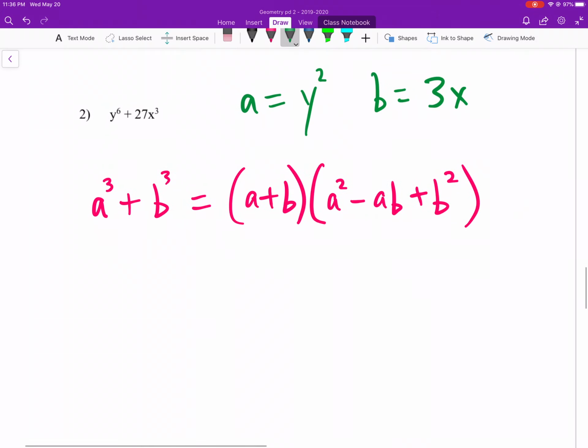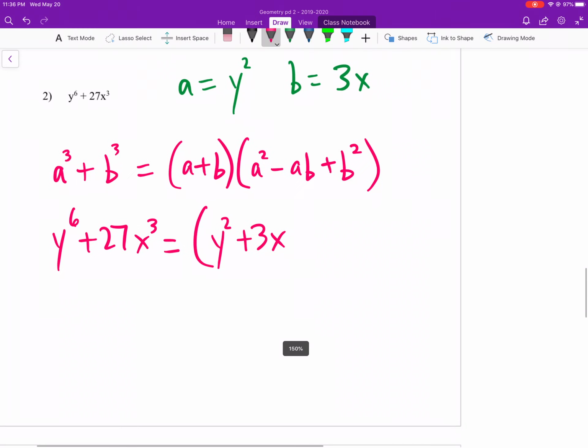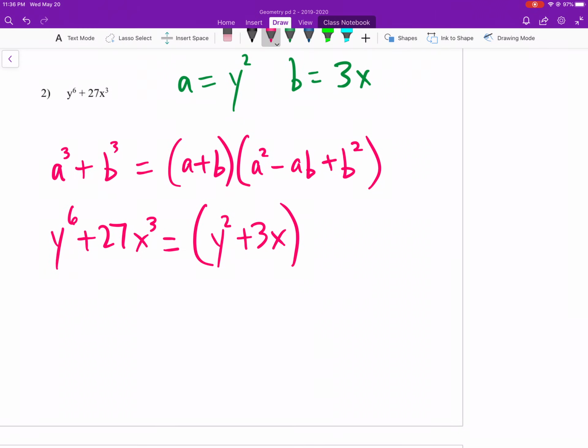So y to the sixth plus 27x to the third is equal to a plus b, so y squared plus 3x, times a squared. So what's a squared? That's y squared, that's a. We're taking that and squaring it. So we're essentially saying y squared times y squared. That would be y to the fourth power.